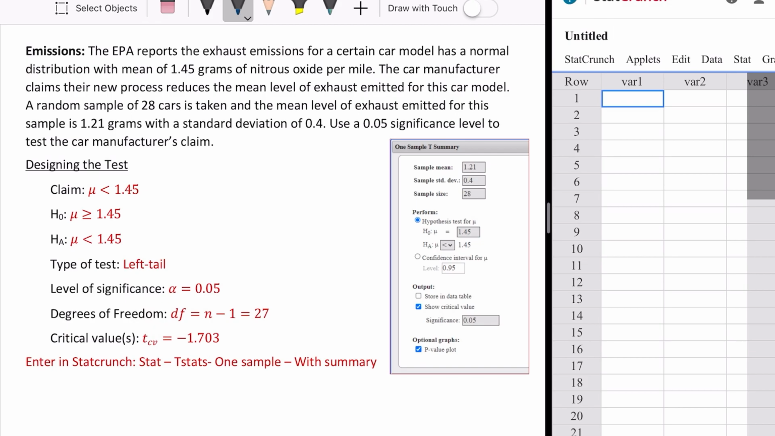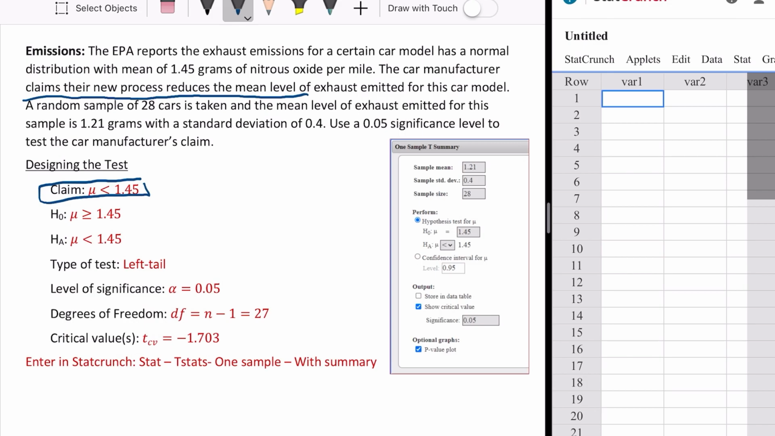Where it says that they claim, this is a sneaky kind of embedded claim in there, isn't it? They claim that they reduce the level. So that's going to make our claim that it's actually less than it was before, which would be that mu is less than 1.45.